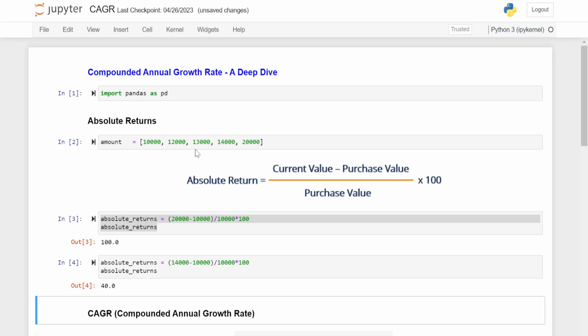So we can calculate for this as well. The figures are very simple. Without calculating, we can tell what is going to be the result. So this is increased by 30% and this is increased by 20%. This is all about absolute returns.